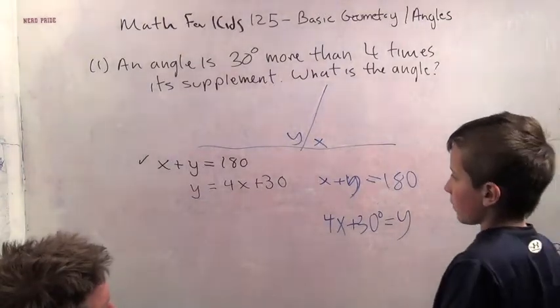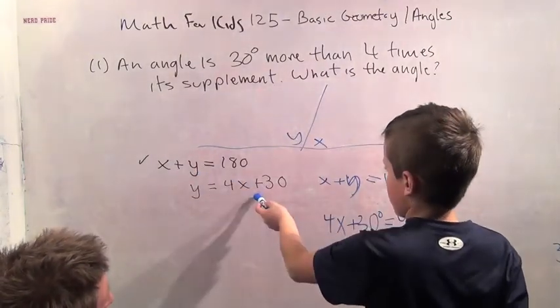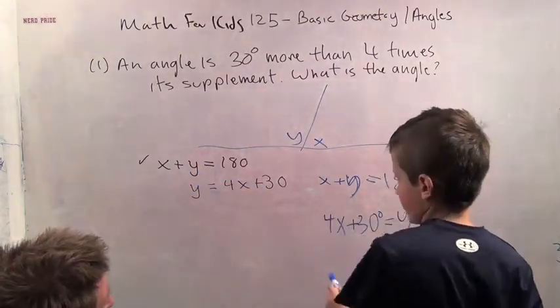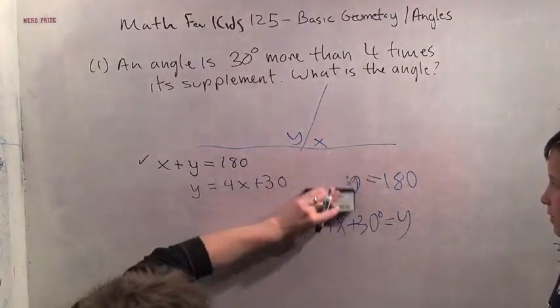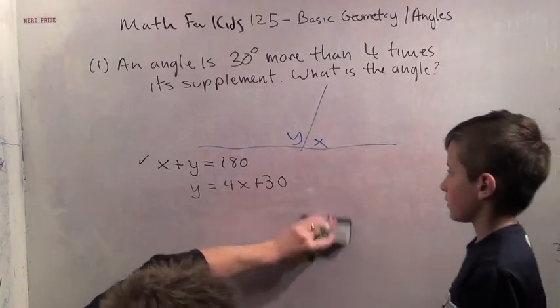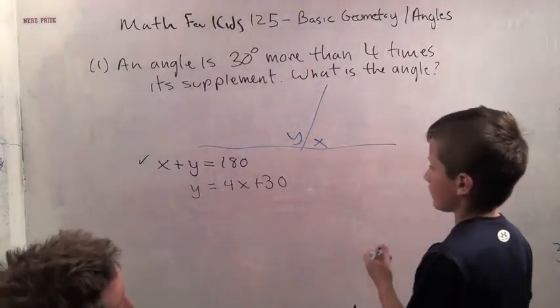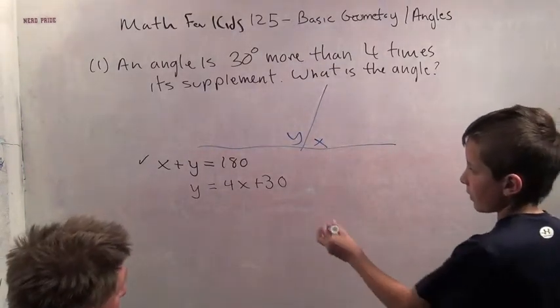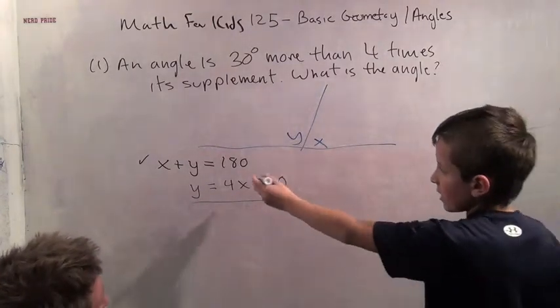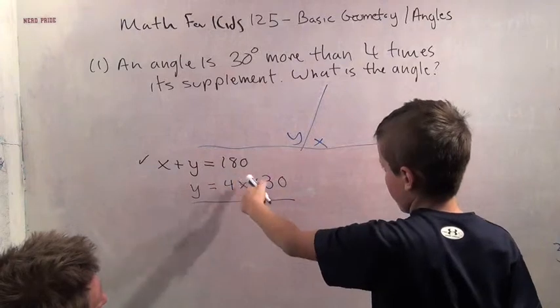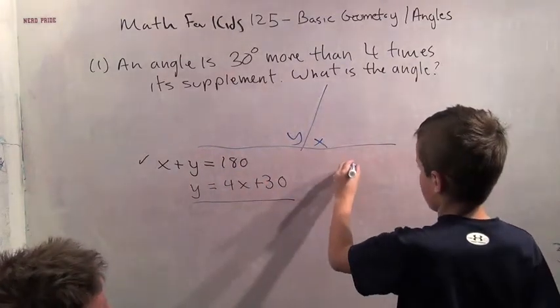Well, for this equation, we can substitute Y for 4x plus 30, so we get 5x plus 30 is 180. Well, why don't you write down what you mean? And this is actually a pretty interesting approach here. Scoot over there. So what are you going to do? We know that Y equals 4x plus 30, so we substitute this Y for 4x plus 30. Okay, so why don't you write down what the equation becomes then?